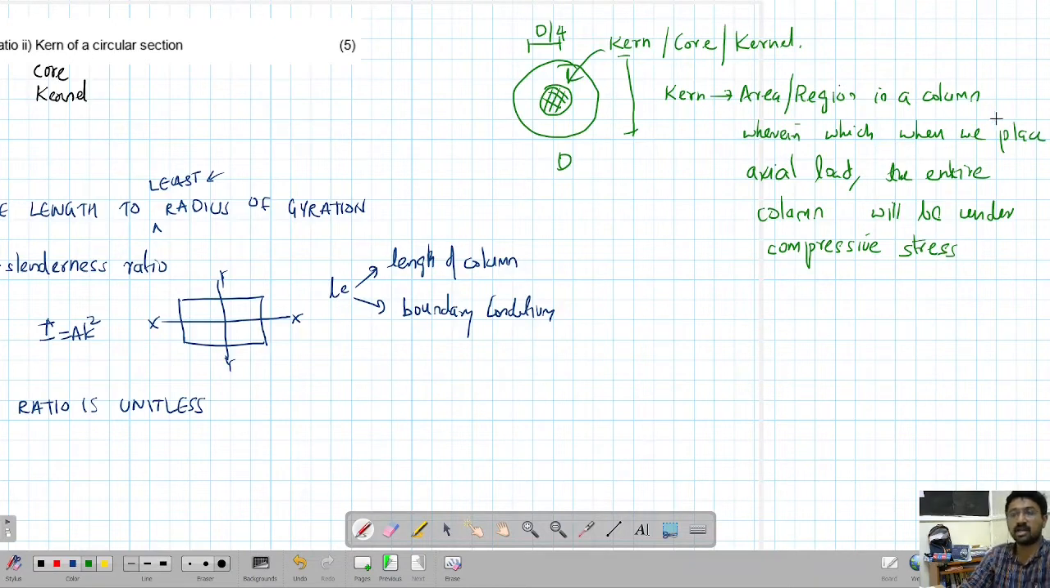Okay, sorry for the bad handwriting. So basically it means that there is a small region inside the column. For a circular section, the core is d by 4. You have to remember this. So inside this, with d by 4, we have a region here. The diameter of this region is d by 4.